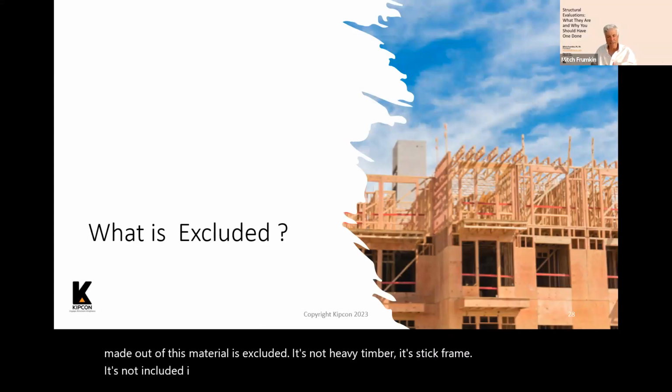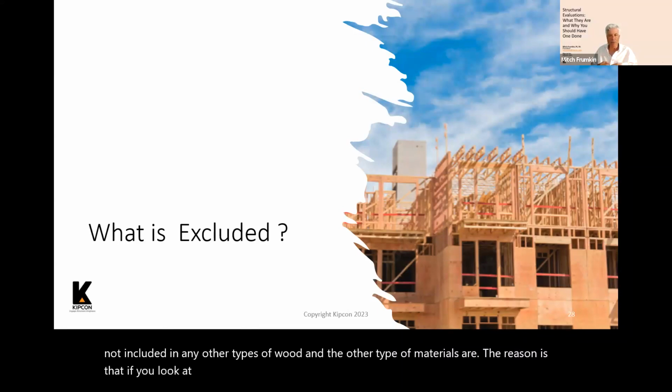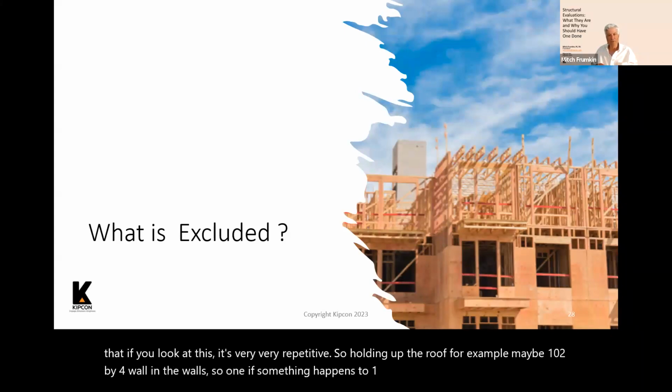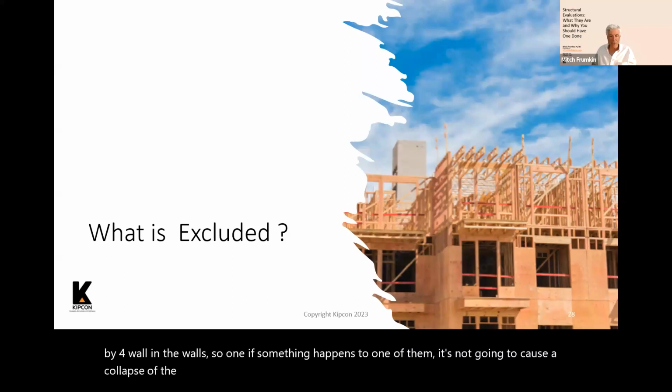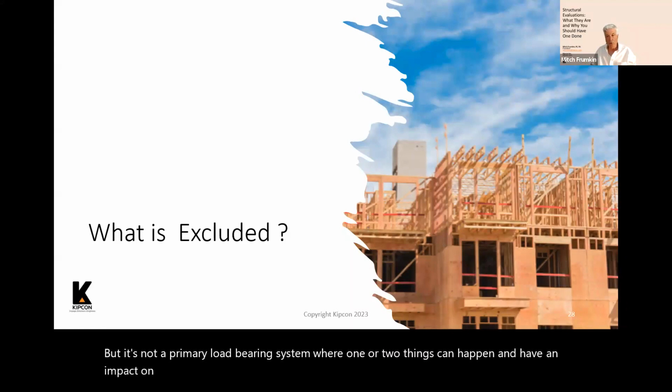I gave this as a seminar a few days ago, and somebody said, well, why is this not included and the other types of wood and the other types of materials are? The reason is that if you look at this, it's very, very repetitive. So holding up the roof, for example, maybe 100 2x4s in the walls. So if something happens to one of them, it's not going to cause a collapse of the entire section of the building, because it's part of the support system, but it's not a primary load-bearing system where one or two things can happen and have an impact on the entire building or a section of it. It's very repetitive. So stick frame buildings are excluded.